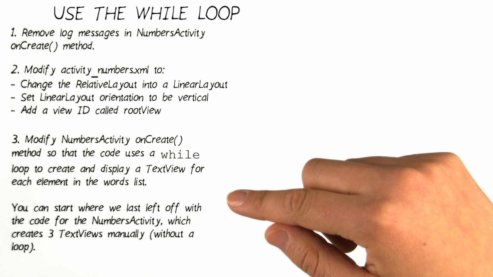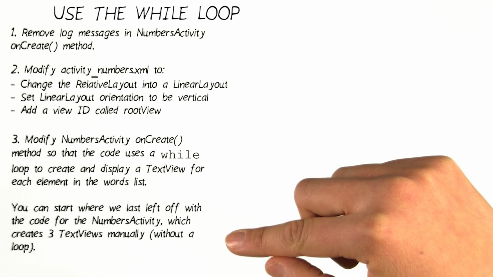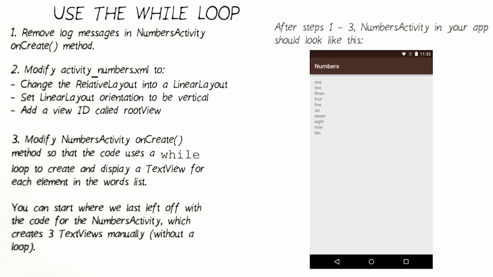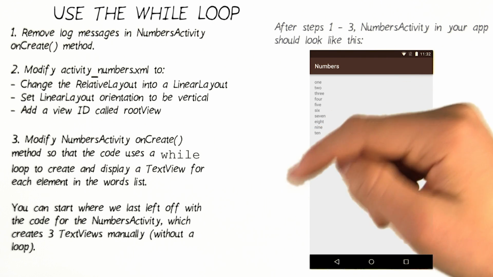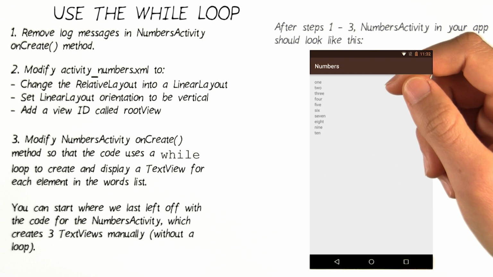Remember, you can start off where we last left off with the code for the numbers activity, which creates 3 text views manually, without using a loop. So after completing steps 1 through 3, the numbers activity in your app should look like this. So if you need a hint, I've added an example of a while loop down below, and there's an example of the output as well. So good luck!